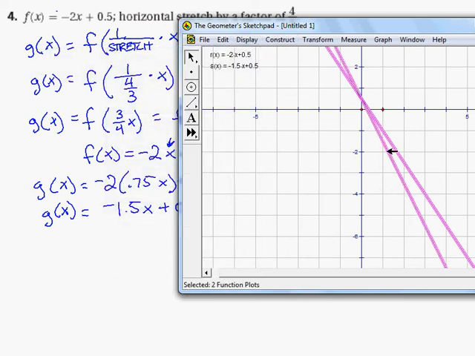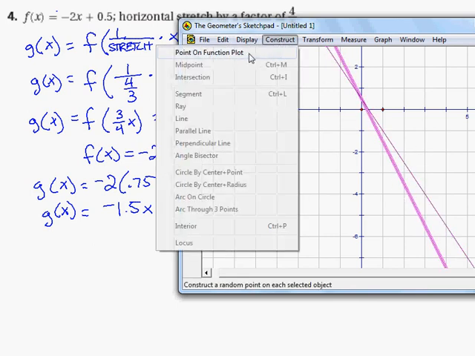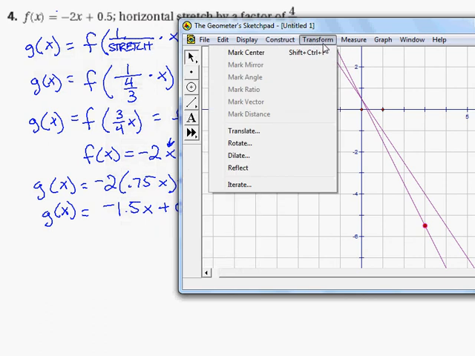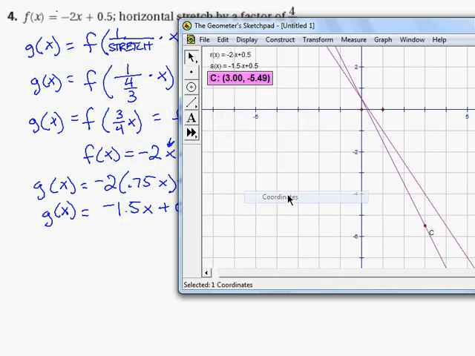So if I were to take a point on this line, our original one, we are going to construct a point on the line. Let's put it at a place that's really easy to find along the x, which I think is right here. If I display the coordinates, I'm at 3, negative 5.49.